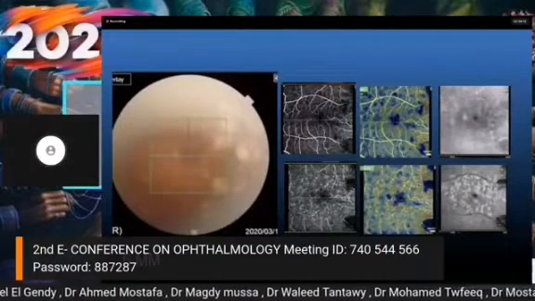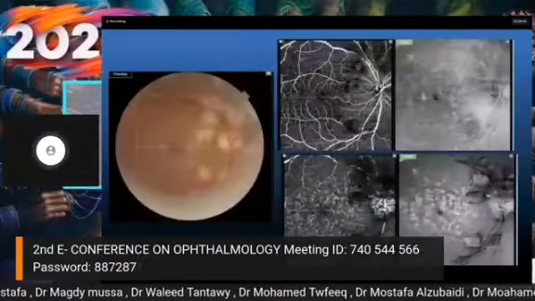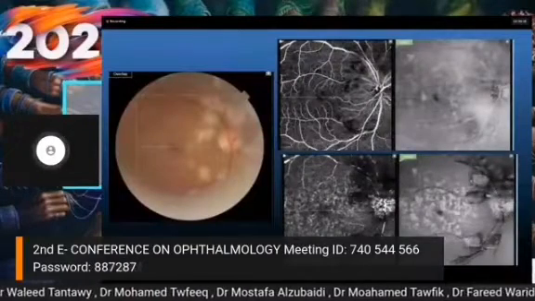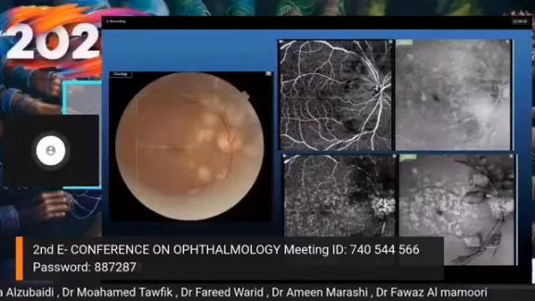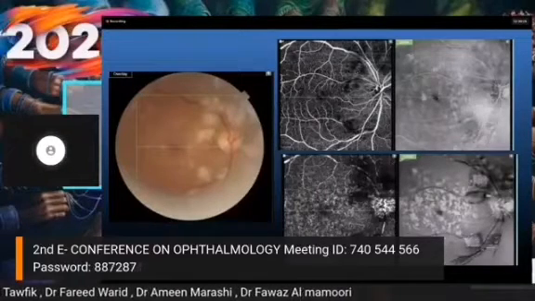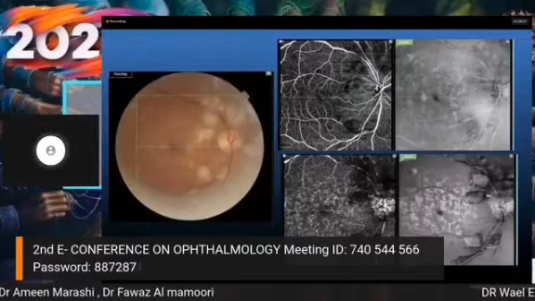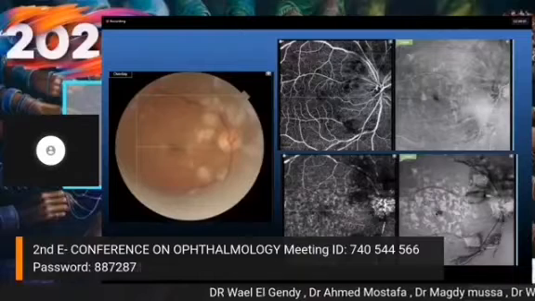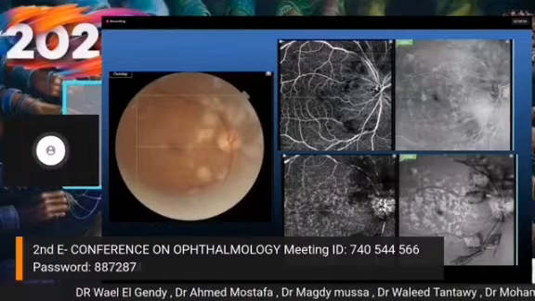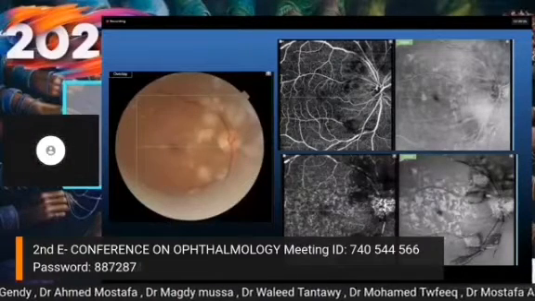And let me give you a wider field showing the superficial and the deep insult. The superficial insult is obstructing or hiding the flow inside the superficial plexus, but this is not seen here. This is the deep plexus, and we can see how much ischemia or insult at the level of the deep plexus compared with the superficial plexus.